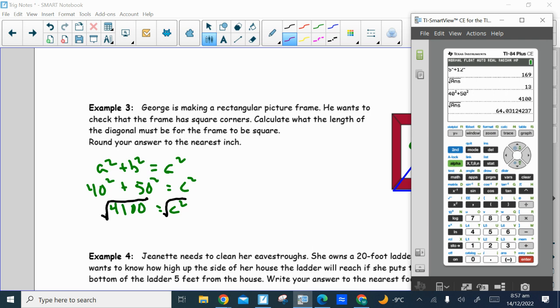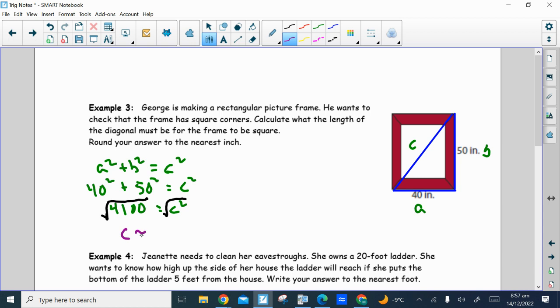So it says to the nearest inch, so approximately 64 inches. Rounded to the nearest inch.